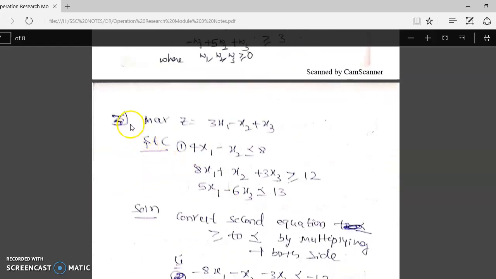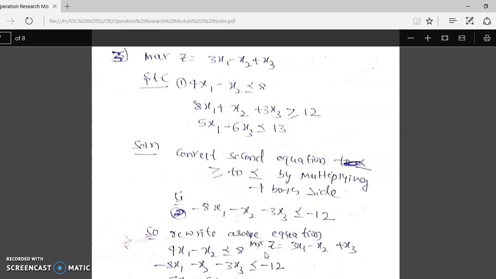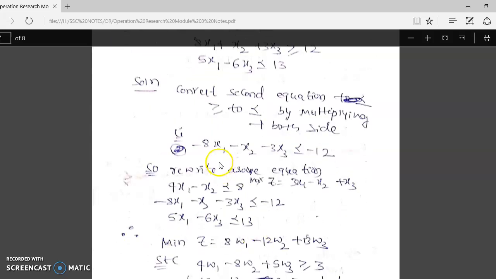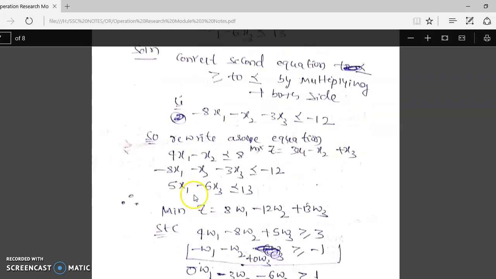For the third example, the first constraint is less than, keep it as it is, but the second constraint is greater than, so convert it into less than by multiplying by -1 on both sides. To simplify, just rewrite the equations so that while converting to dual, it will be easier for you. So z remains as it is, the first equation as it is, but the second equation we converted into less than. Then we write it like this. The third equation is less than, so keep it as it is.